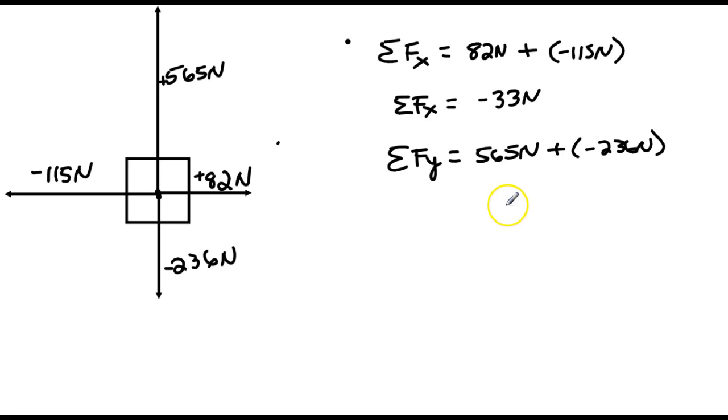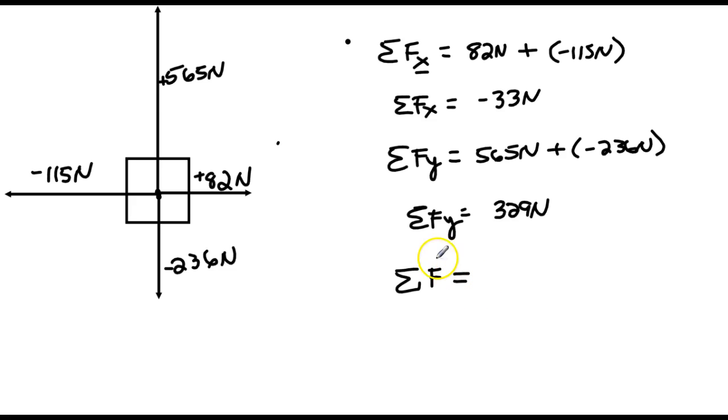And that gives me a positive 329 newtons. So that's the sum of all the forces acting in the y direction. And then lastly here it says find the magnitude and direction of the net external force on the crate. So the net external force is not F sub x or F sub y, it's just net external force, like that. That's an F. I know it looks like a weird T here. Let me try writing that again.